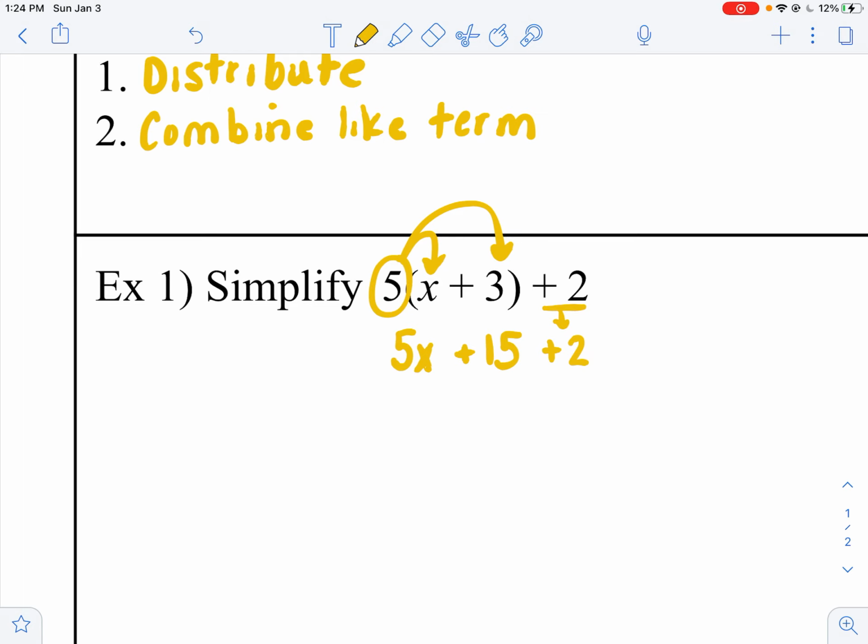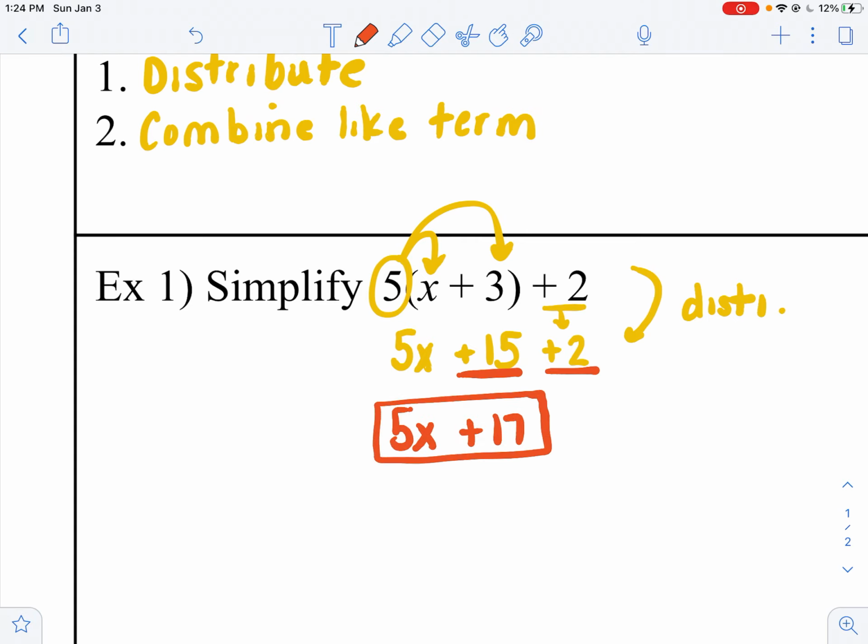Now, since we distributed from here to here, we are going to combine like terms. 5x plus 15 plus 2. 5x, there's nothing like 5x. There's no other terms with just an x in it. And 15 and 2 are both our plain old numbers, so those can simplify. So our final answer is 5x plus 17.